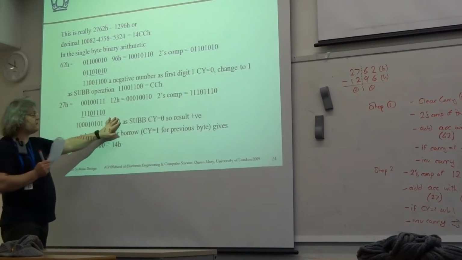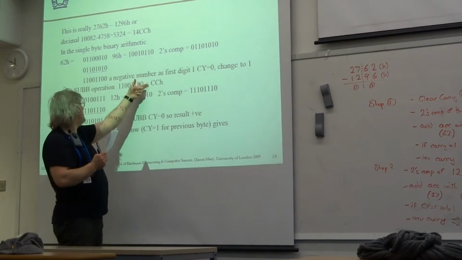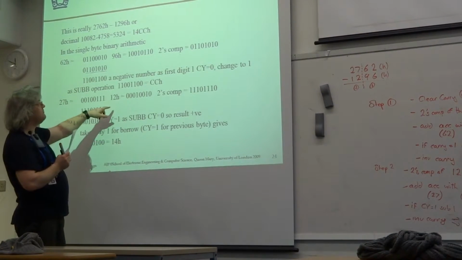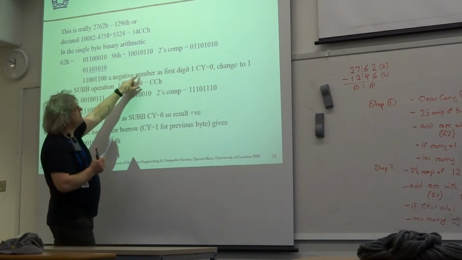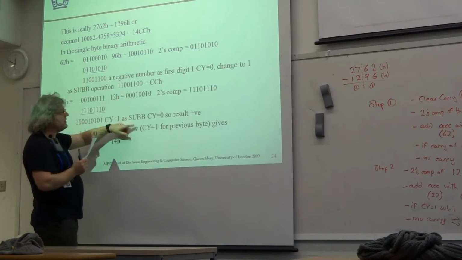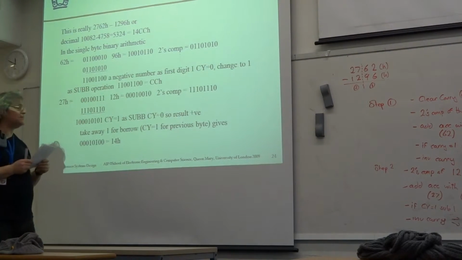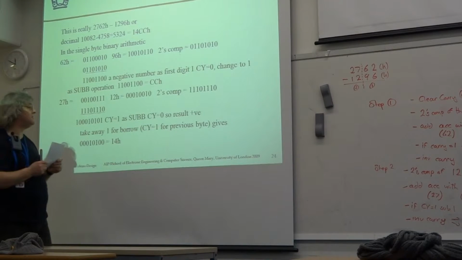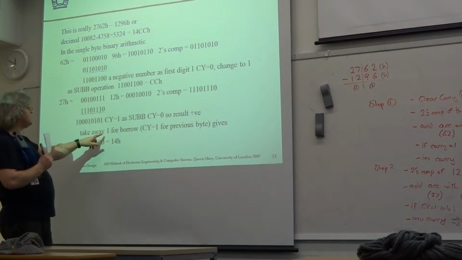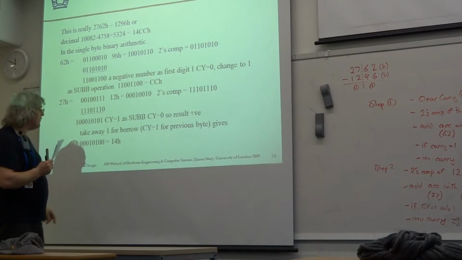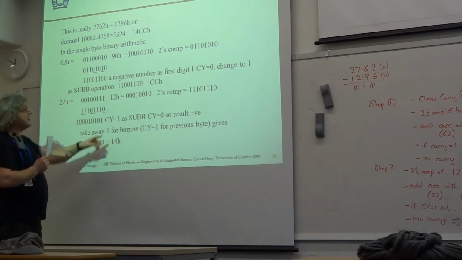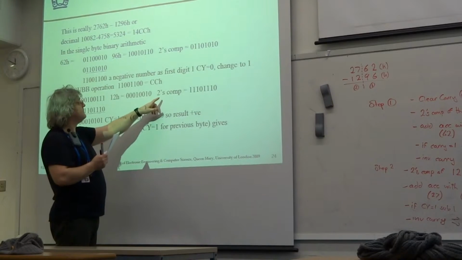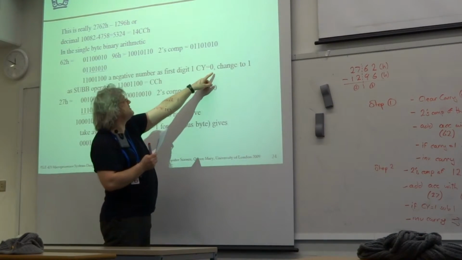Let's put that to one side for a minute. Before that happened, CY, because it was 0, we changed it to a 1, so there would have been a carry in associated with this. So we need to take away 1 from the result. It's because of this step here.